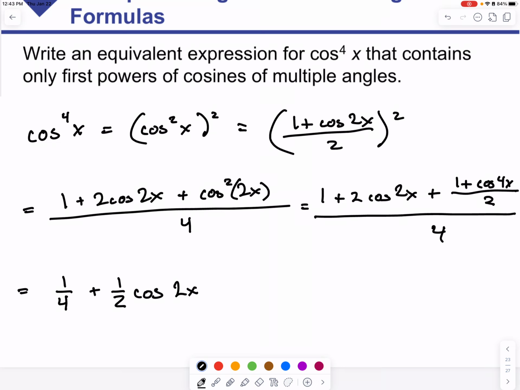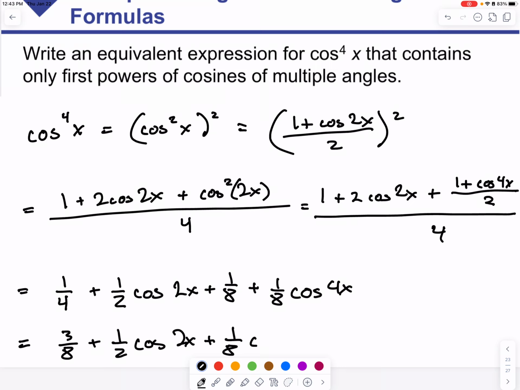Okay, if we, let me see, we're multiplying by 1 over 4. I'm getting a plus of 1 over 8. And then plus 1 over 8 times the cosine of 4x. Okay, we need to do one more. 2 over 8, so that becomes a 3 over 8. I'm getting 3 over 8 plus 1/2 cosine of 2x plus 1/8 of cosine of 4x.